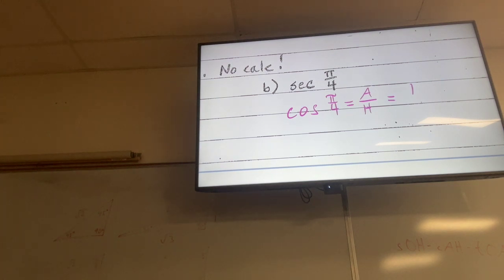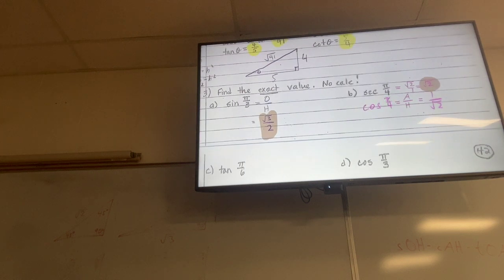Okay. And then the hypotenuse has length what in that triangle? Root 2. Yep. What did we say secant was? Reciprocal. Yeah, so we just flip cosine around. So it's going to be root 2 over 1, or just root 2. All right.